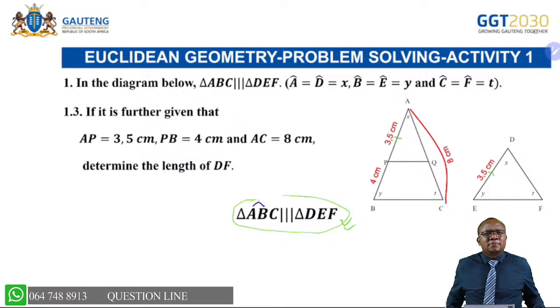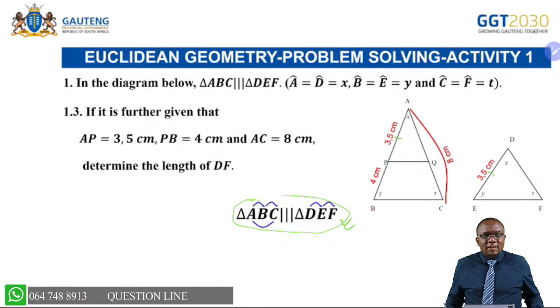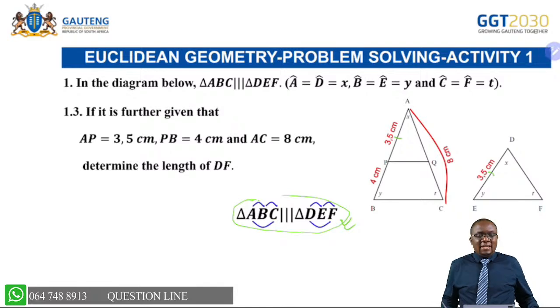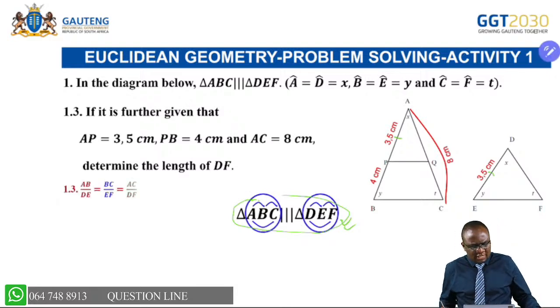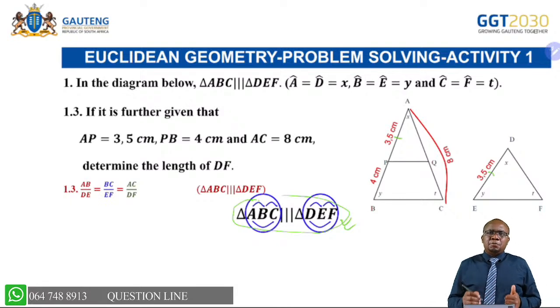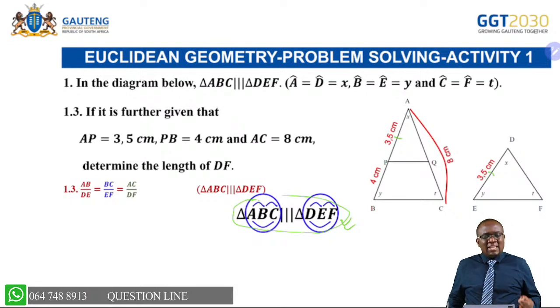AP over what? AP goes with DE. So it's AP over DE is equal to, another eyebrow, BC over EF. And then the smile, AC over DF. Then you just write that. You write your proportions, then you'll be done. Even if you fail to prove it, don't lose all the marks. Just continue with what is given there. AP over DE is equal to BC over EF is equal to AC over DF.